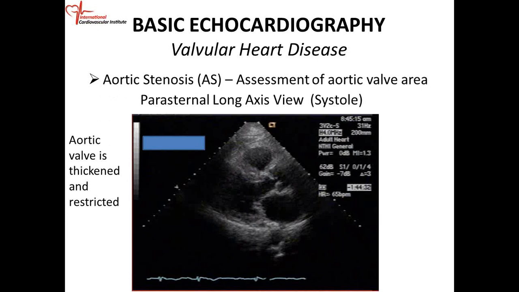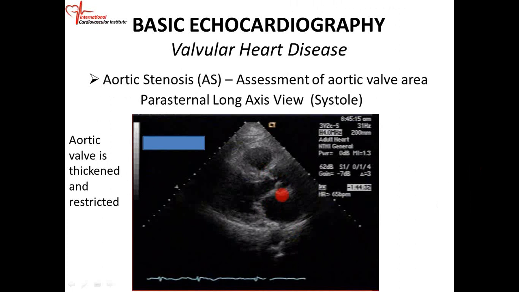Okay. So this is your parasternal long axis view, and this is the view that you should start with, and you can quickly see that this patient has a problem with the aortic valve. If you look at the aortic valve, it's thickened, and this is a systolic frame, and the valve is not opening to its full extent. So right away, by just doing the study, you have an inclination that this patient has aortic stenosis.